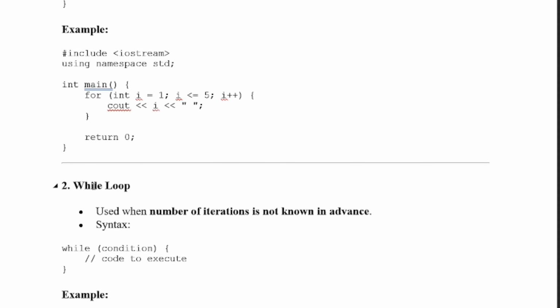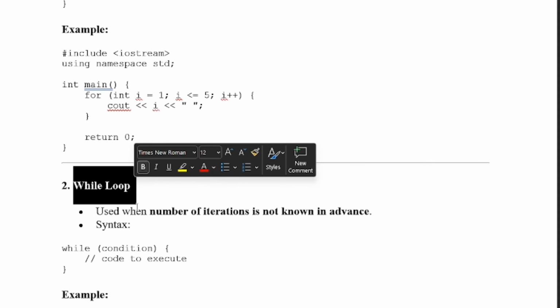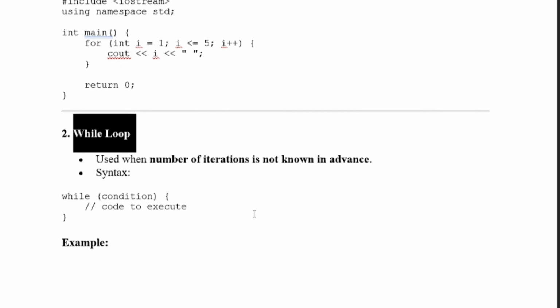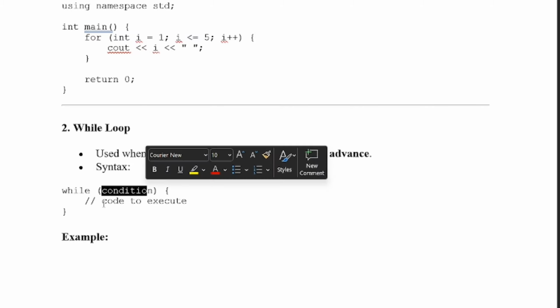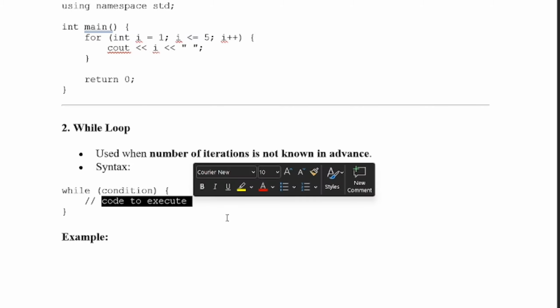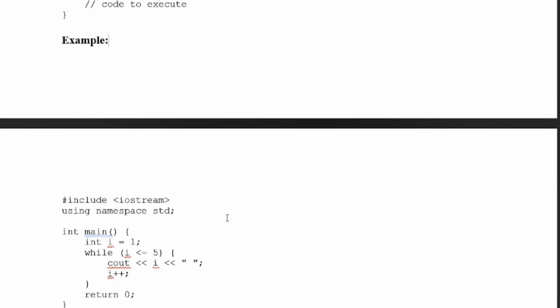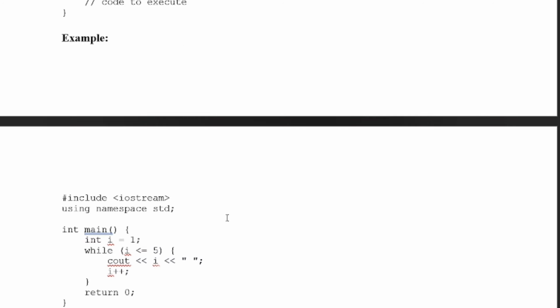The second type is the while loop. A while loop is used when the number of iterations is not known. Here you can see the syntax of the while loop. First we write while, then we use our condition here, and this is the code for execution. Here we are taking one example also. Suppose we are printing numbers from 1 to 5. First we start from position 1.